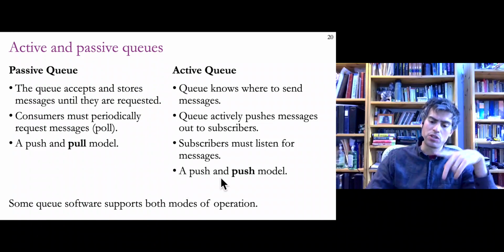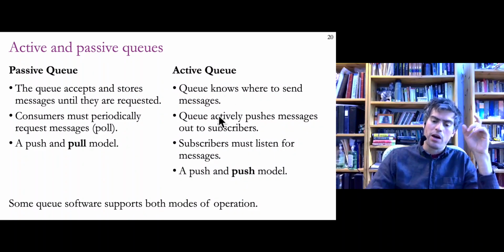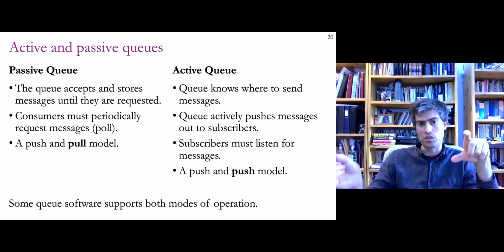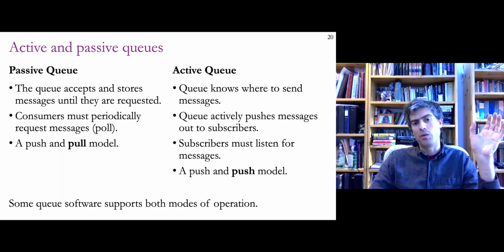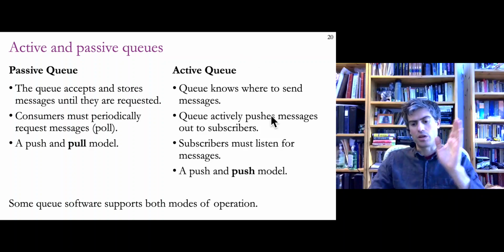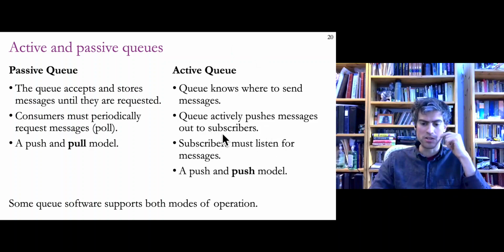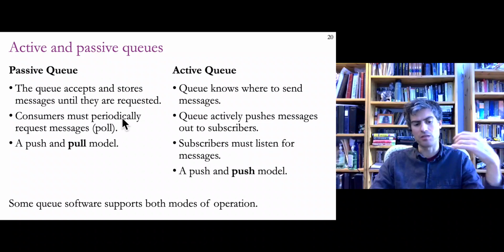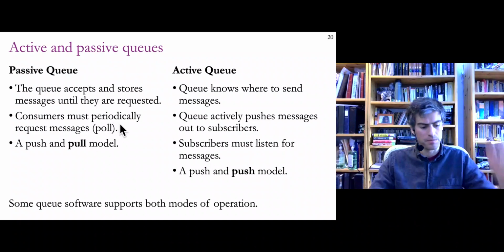However, we can also have a push-push model, which I'm calling an active queue. In this design, the queue actually is programmed to know who the consumers are. So when it has messages, it can actually push out messages to the consumers. In that case, we more often use the terminology subscriber for the consumers. So the queue actively pushes messages out to the subscribers. The difference in architecture here is that the subscribers have to be listening for messages, so the subscribers act like servers instead of clients, I guess.